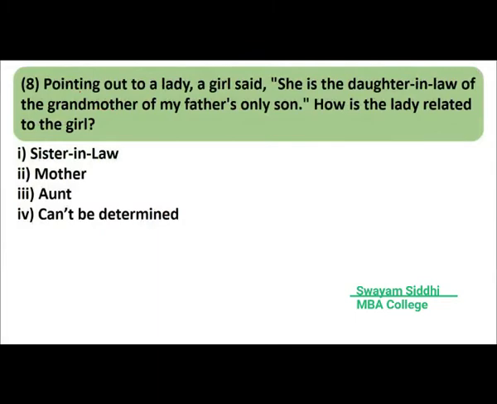Question number 8. Pointing out a lady, a girl said, "She is the daughter-in-law of the grandmother of my father's only son." How is the lady related to the girl? Now this is a type 1 sum, that means we have to trace from the last.